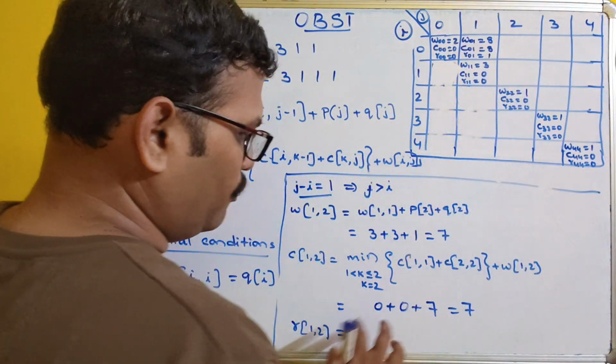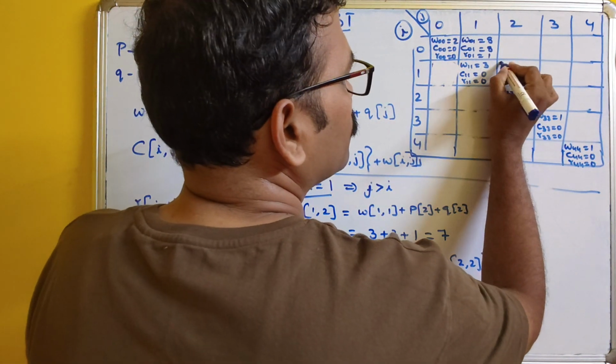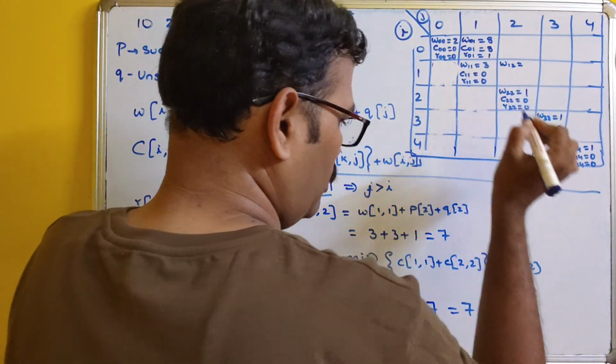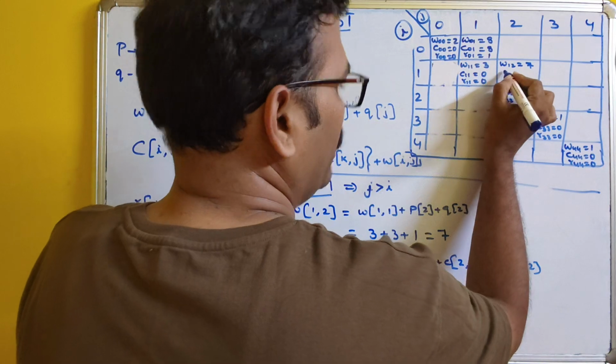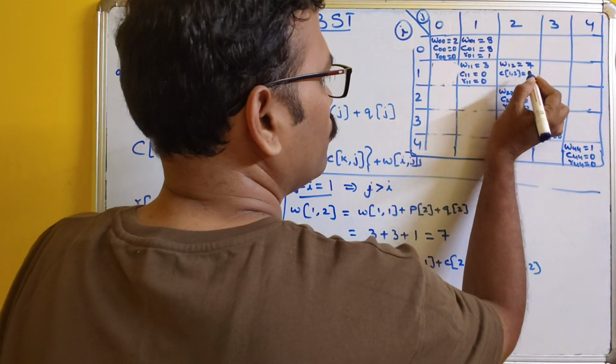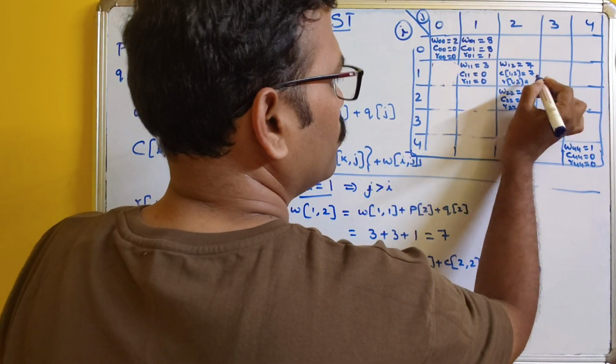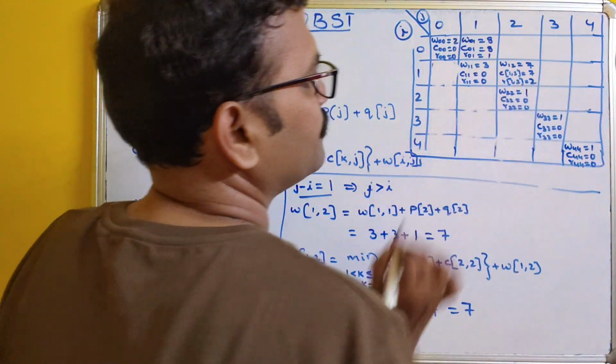So what we have to do? We have to fill the three things here. So 1, 2, this one. W of 1 2 is equal to 7, C of 1 2 is equal to 7, and R of 1 2 is equal to 2.